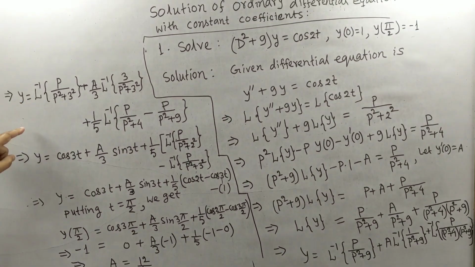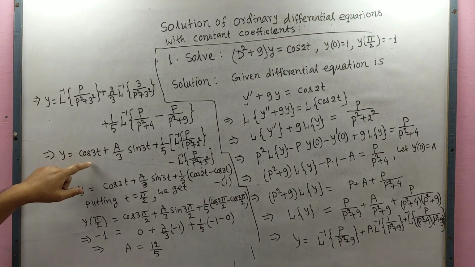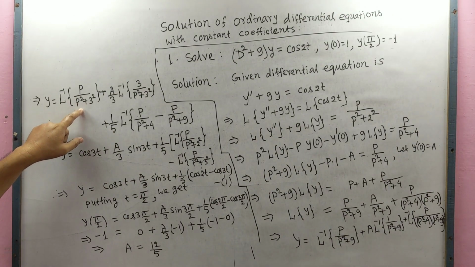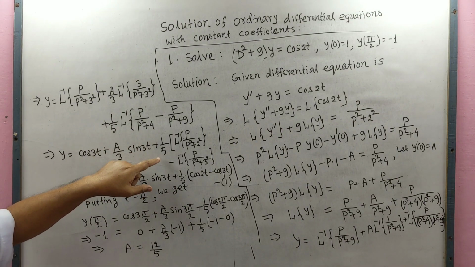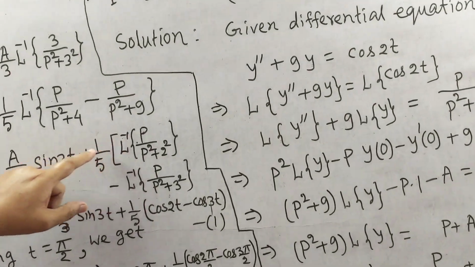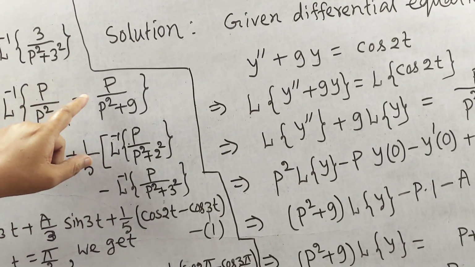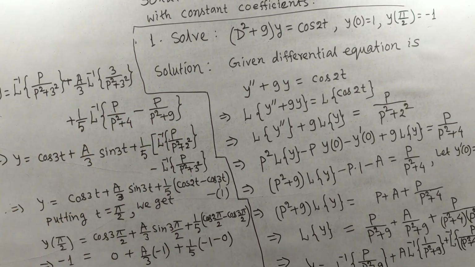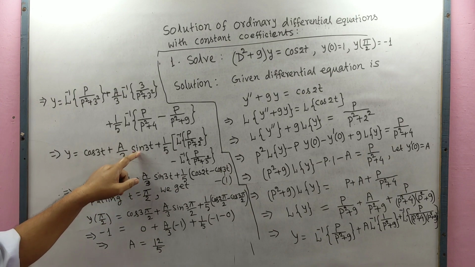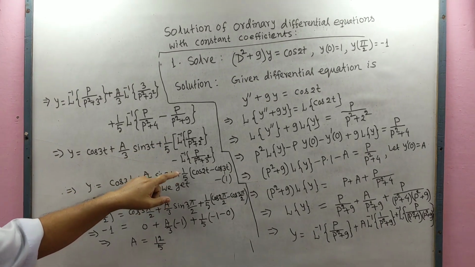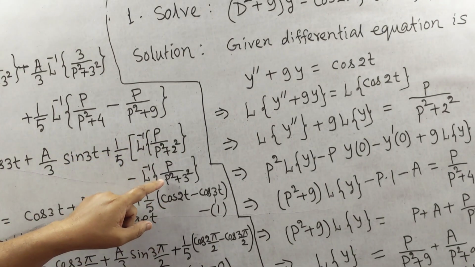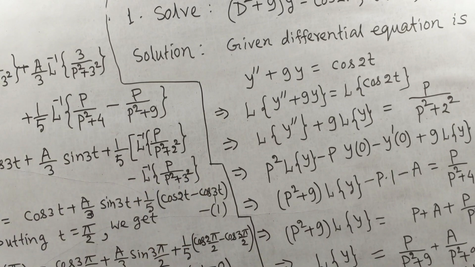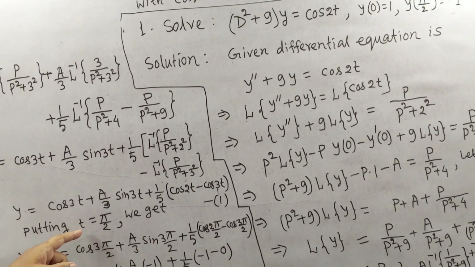Now we write y equal to, this is cos 3t, inverse Laplace transformation of this. This is sin 3t, and 1 by 5 inverse Laplace transformation of this minus inverse Laplace transformation of this. So y equal to cos 3t plus a by 3 sin 3t plus 1 by 5, this is cos 2t and this is cos 3t. Now putting t equal to pi by 2.